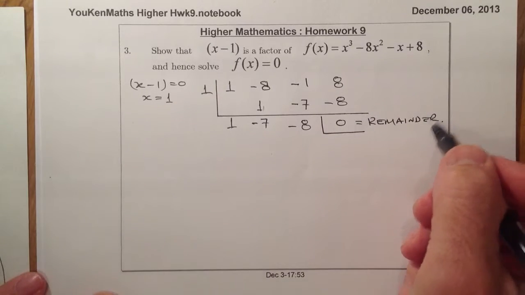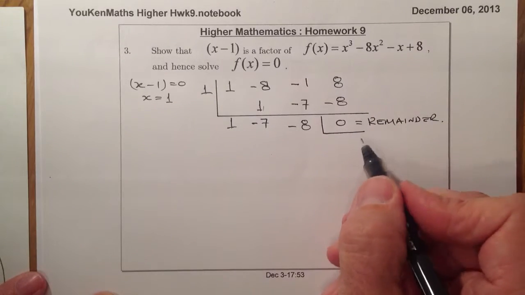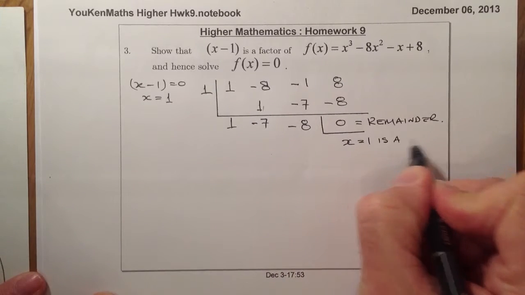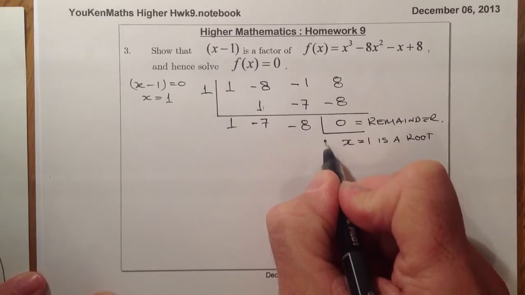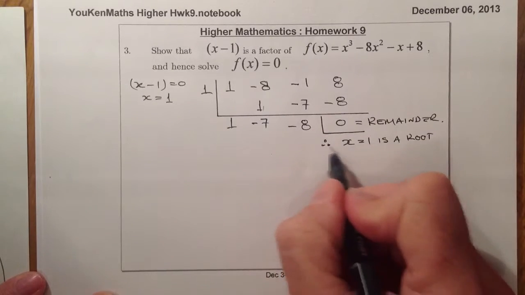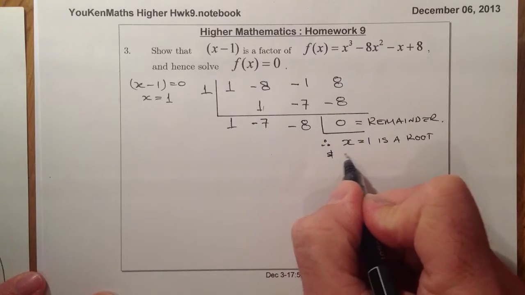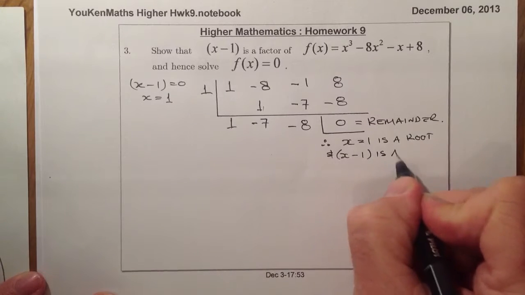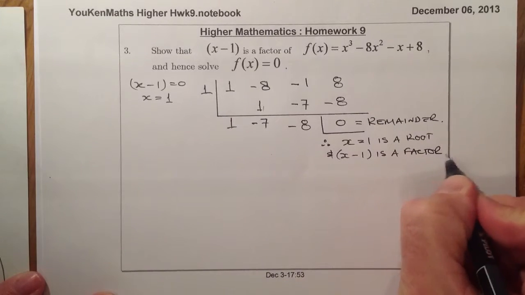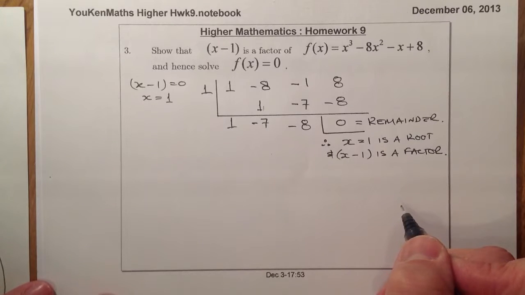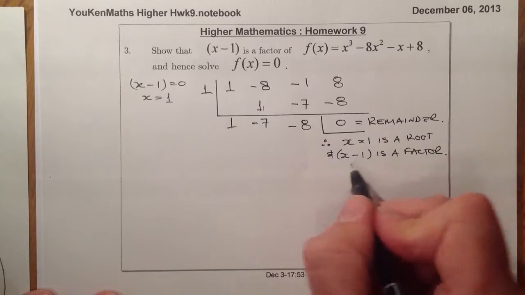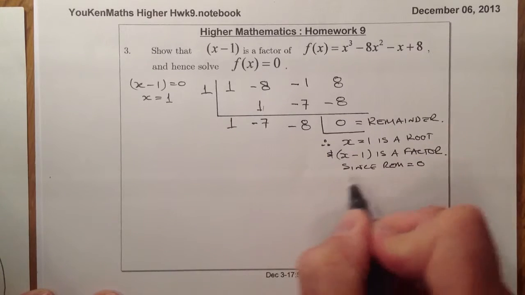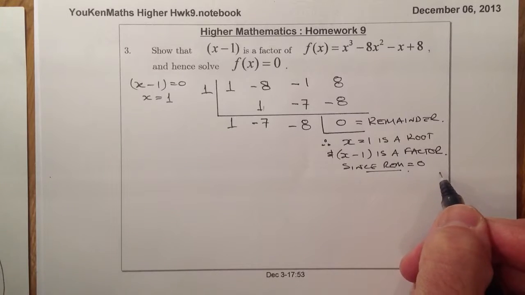Okay, so since the remainder equals 0, I can say that x equals 1 is a root. Just put a wee therefore sign there. And also what I'd say is that x minus 1, that's the part that I've been asked to do, x minus 1 is a factor. So that's the first part done. And remember, that was just since the remainder equaled 0. Right, let's look at the next part of the question.